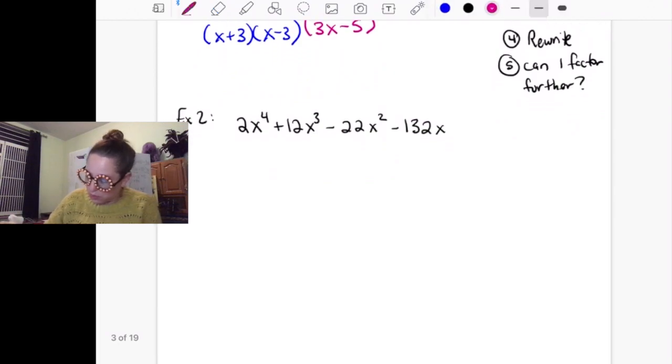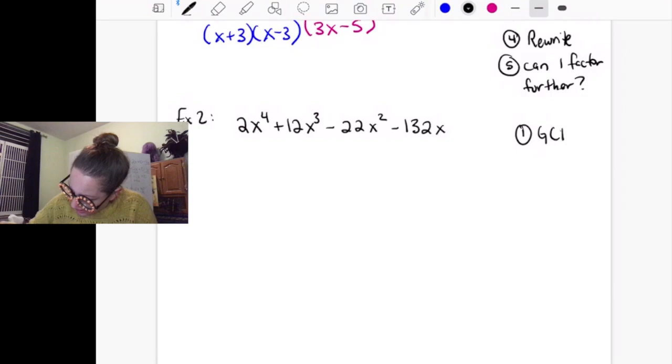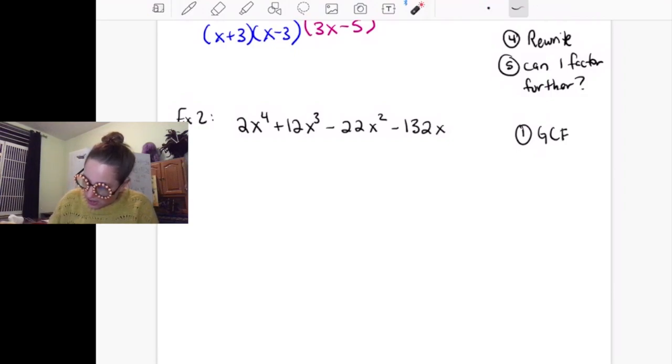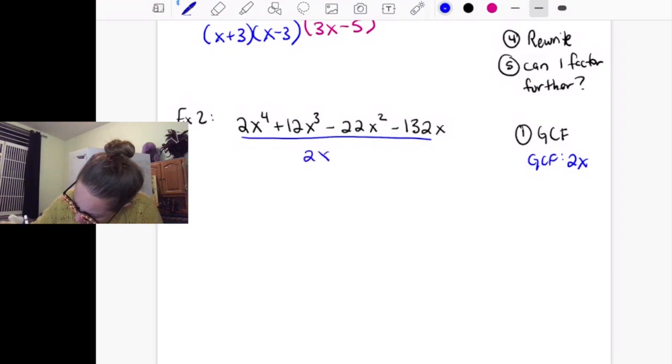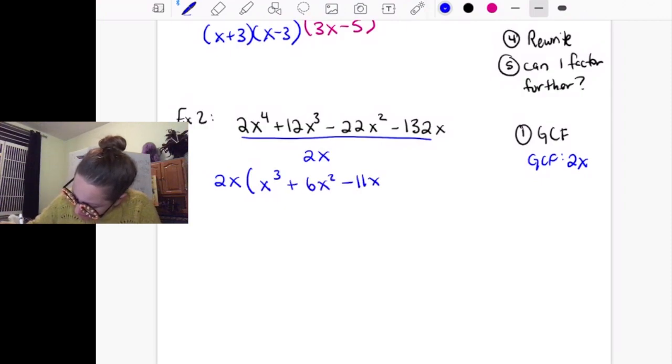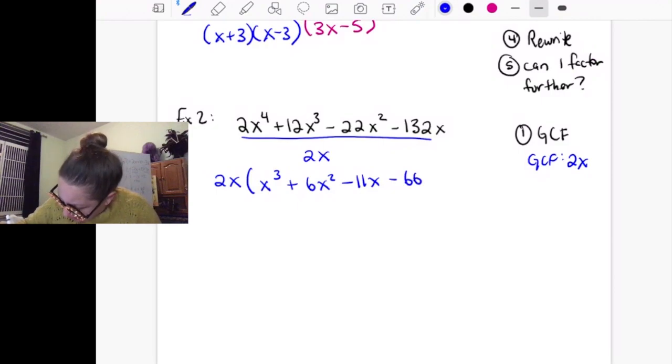So remember that first we look for the GCF. And here I do have a number that can divide out of everything, and that is 2. And I do have a variable. So you look for the smallest number and the smallest variable, and that's going to be my GCF. So here my GCF is going to be 2x. And so I divide everything by 2x, and the GCF goes in front. So you divide that out and you get x to the third plus 6x squared minus 11x minus 132 divided by 2 is 66. No x there because x divided by x cancels out.